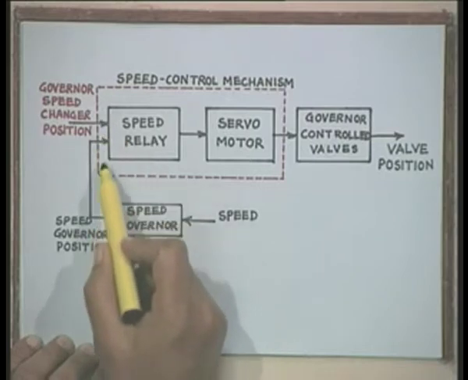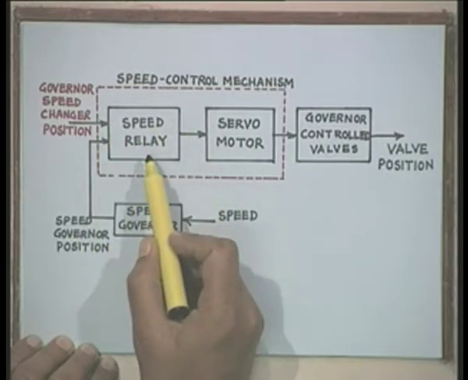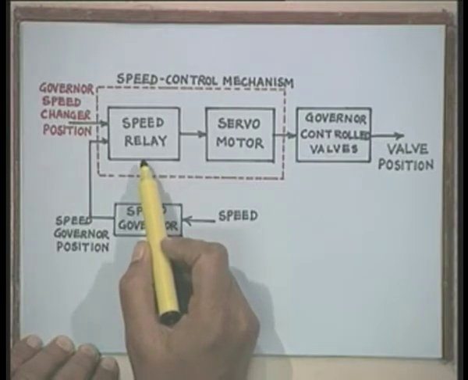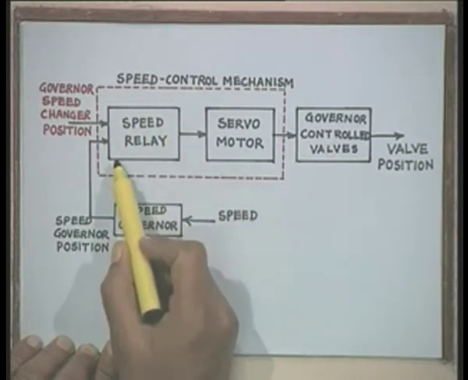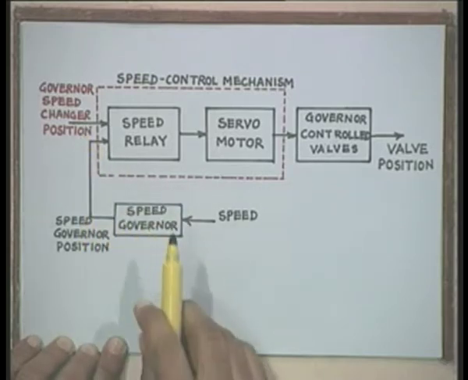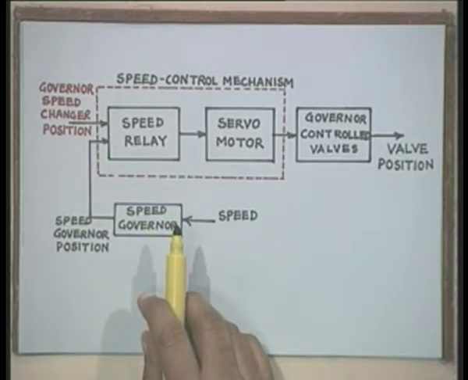This enters into the first block here called speed relay, right. I will discuss these components separately, but there is a speed relay. To this speed relay we have two inputs coming. One is the governor speed changer position, another is the speed governor position.